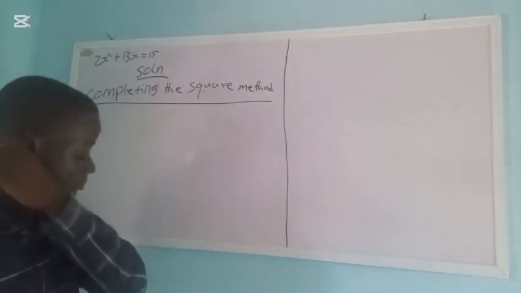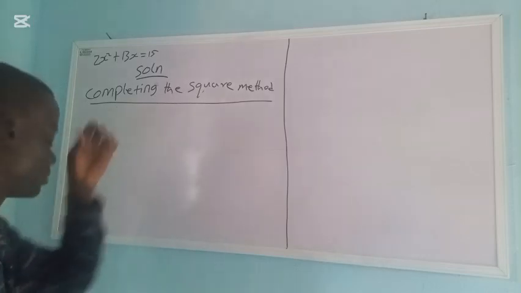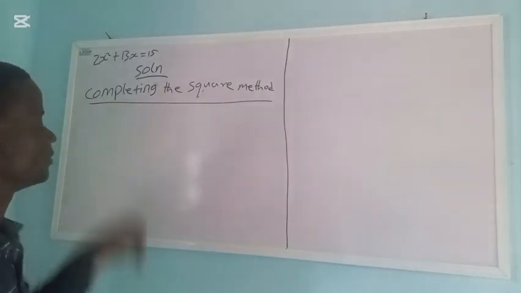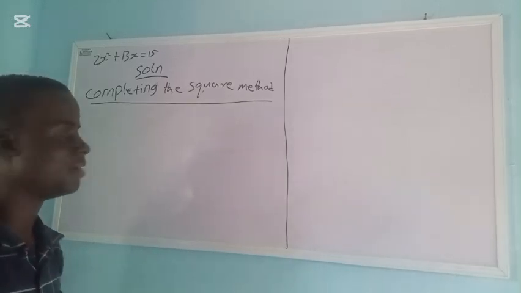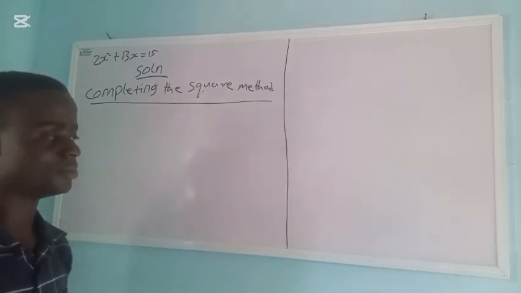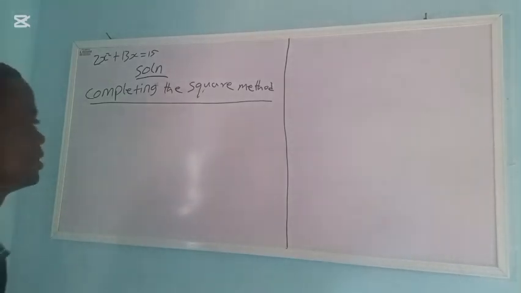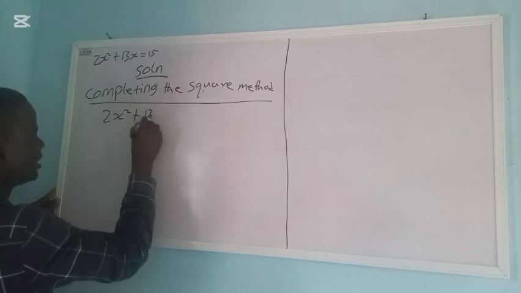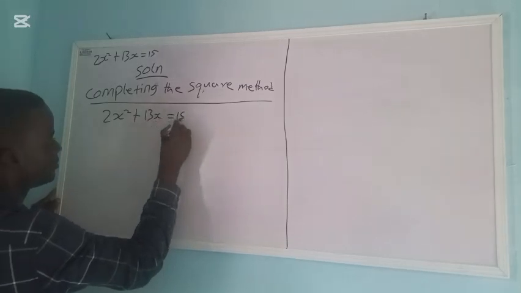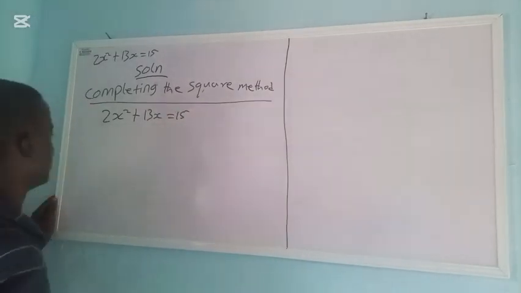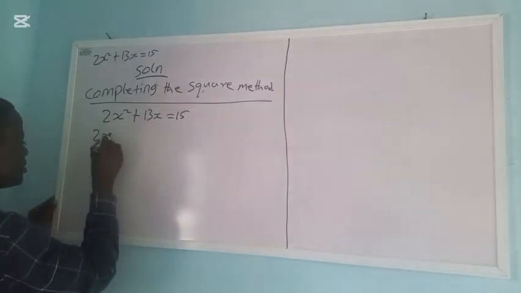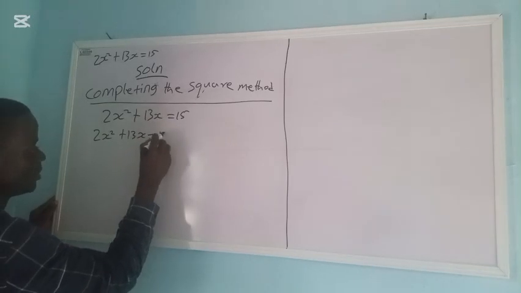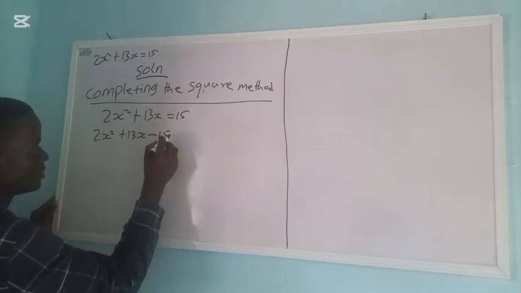All right. So now this is another method. Let's use this same question to solve with this method to see whether we can arrive at the same answer as we had from the first method. So now we have 2x squared plus 13x is equal to 15. Then let's bring 15 over, we have minus 15.